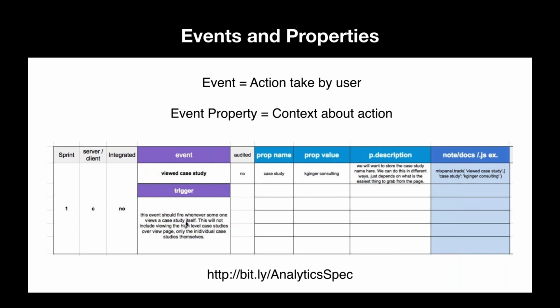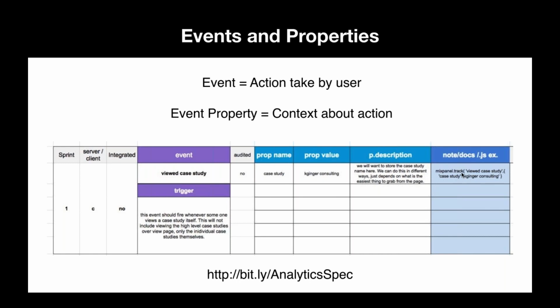However, we didn't really tell you which case study they viewed, right? So we have a property name, which is going to enable us to basically create, as we would say, a dimension or a filter. So basically that would be case study, because we want to say which case study it was. In this one, it was the K Ginger Consulting case study. You'll also notice that we have a property description that will explain what that is, as well as a little bit of documentation off to the right that shows you the JavaScript that you potentially would have to use to track that.